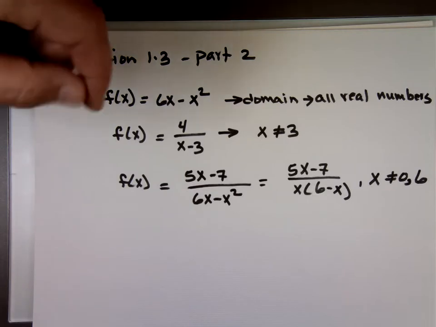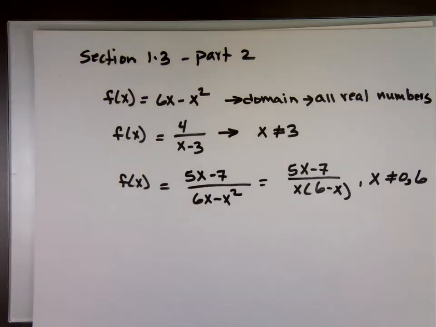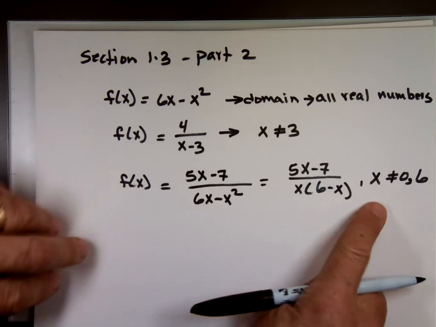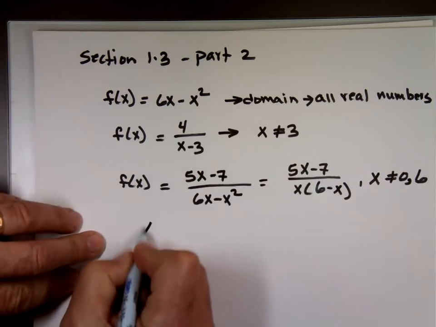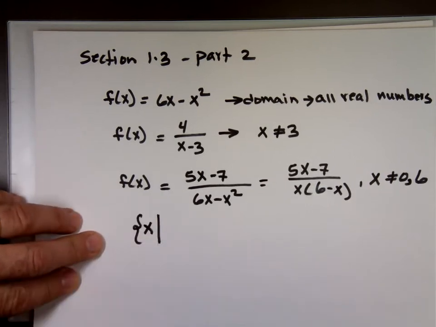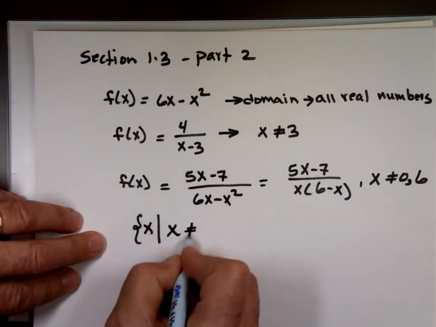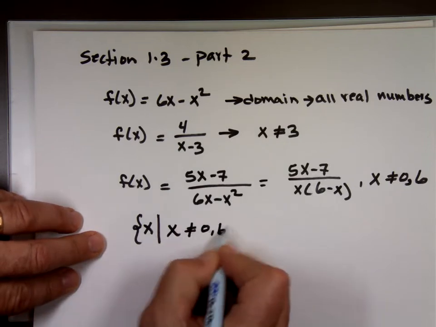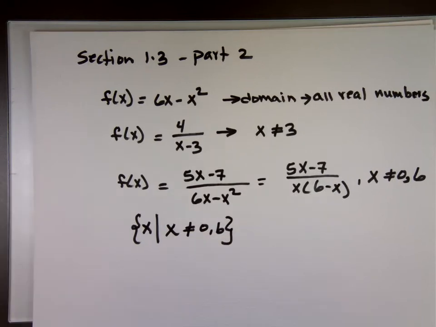Now, I'm not sure how the software wants you to write the answer. So I'll explain some of the methods of doing it. So it could be like this. They might say x such that, that's what that means, such that x does not equal 0 or 6. They could give you that.